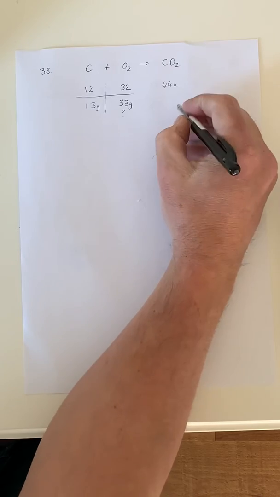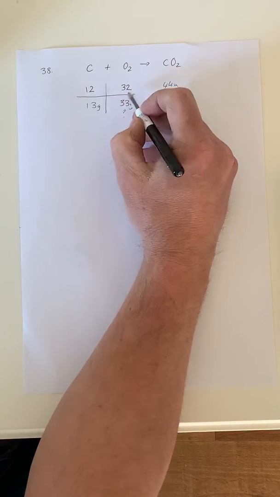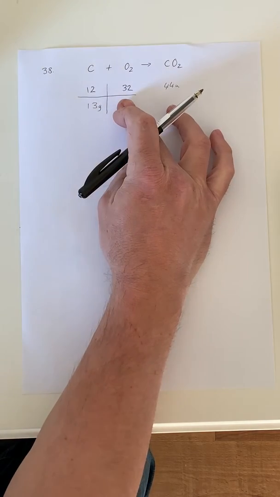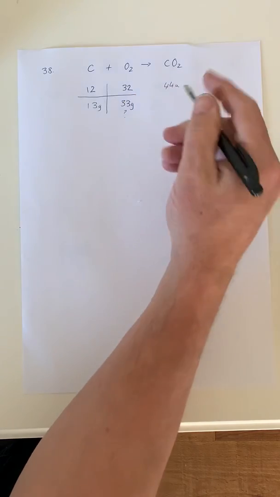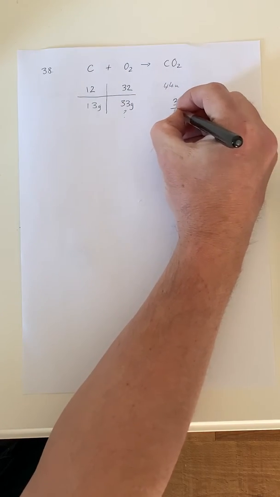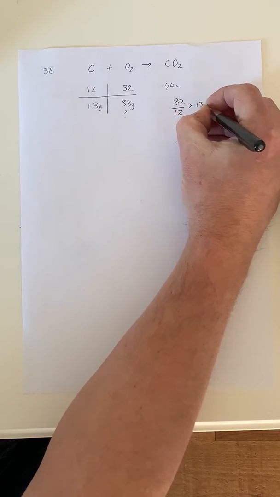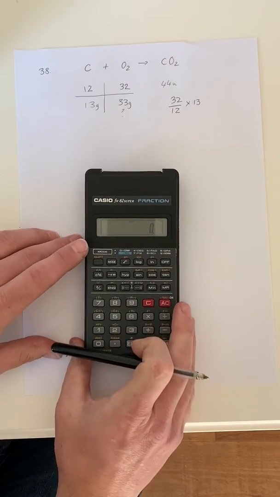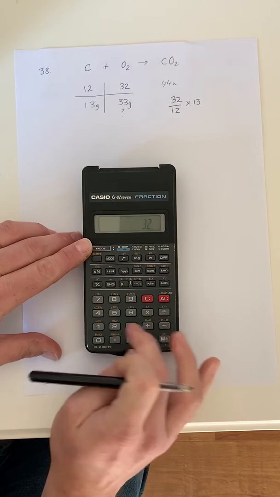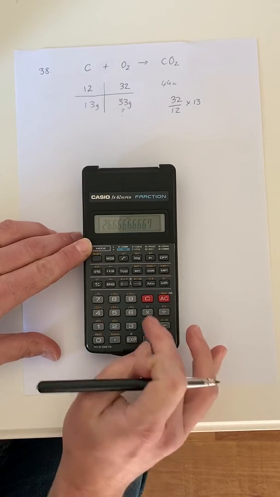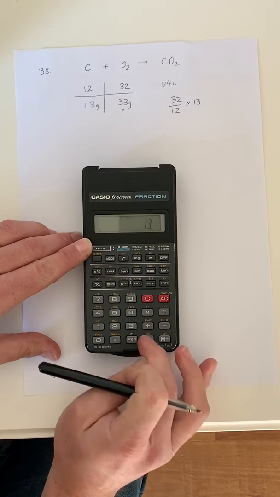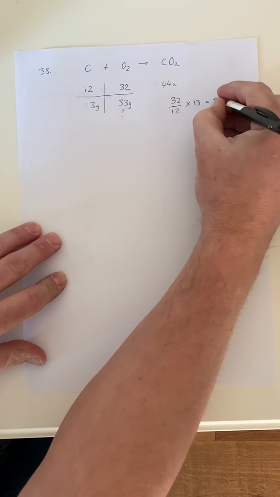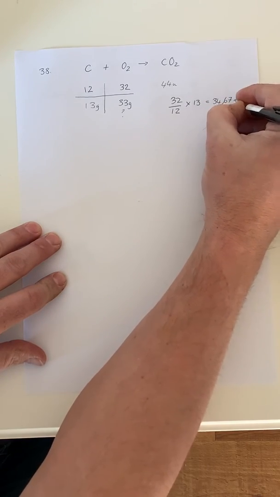Then we can basically use the normal equation that we normally do. We say, okay, if I look at this thing, it's 12 to 32, 13 to something around the 30 odd. So we know that's got to get bigger. So we're going to say, okay, 32 divided by the 12 multiplied by the 13. Okay, so then if we take our calculator and work this out, 32 divided by 12 equals that, multiplied by 13 grams, and we end up with 34.67. All right, so that gives me 34.67 grams.